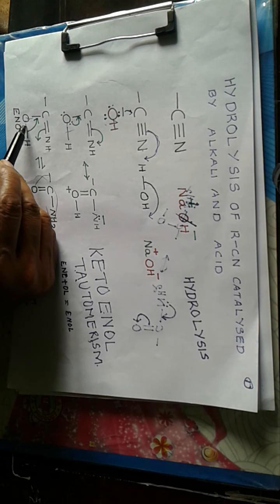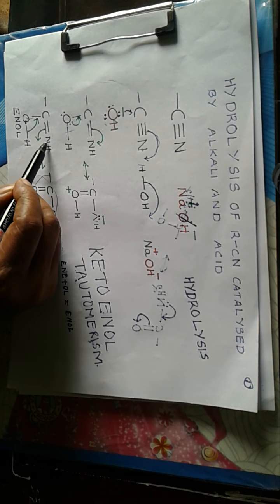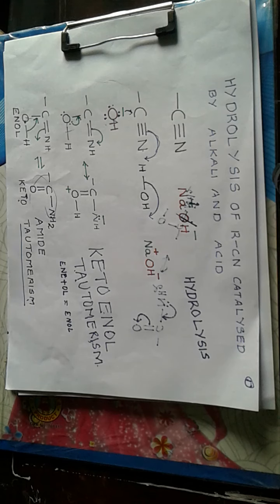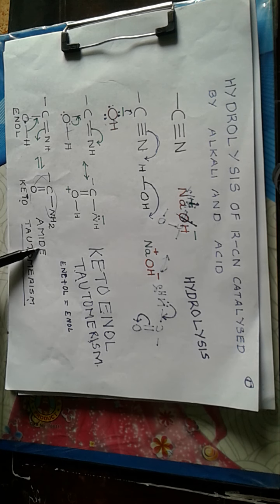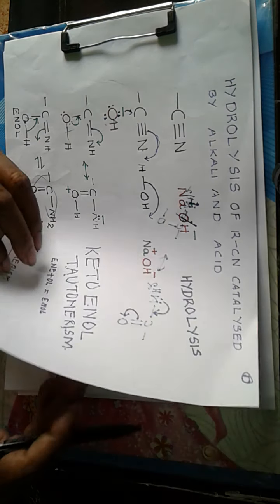Now originally the hydrogen was in combination with the oxygen. Now it changes its position to where nitrogen is connected to hydrogen. So hydrogen changes its position from oxygen to nitrogen, and this phenomenon is called keto-enol tautomerism, and the product here is called an amide. An amide has the group CONH2. Now hydrolysis will not stop there.